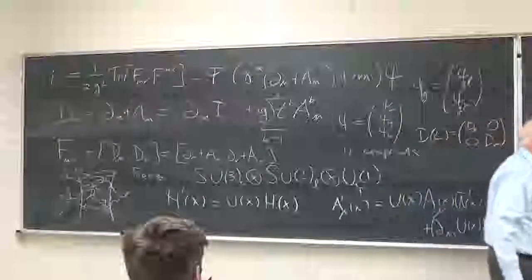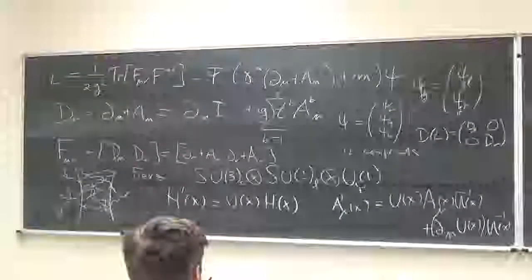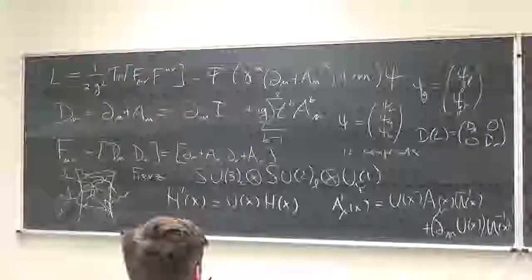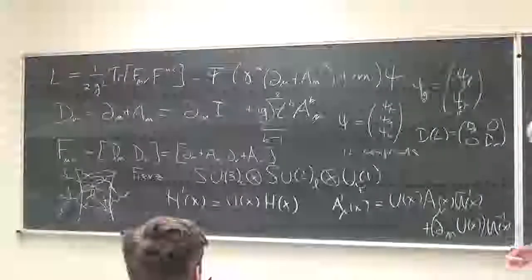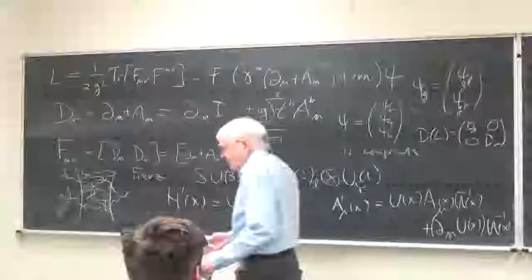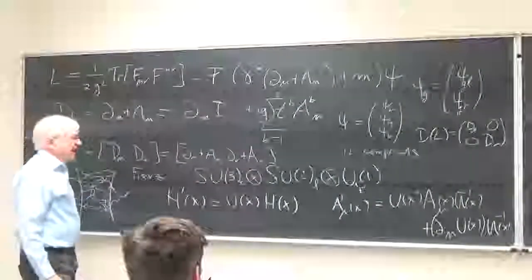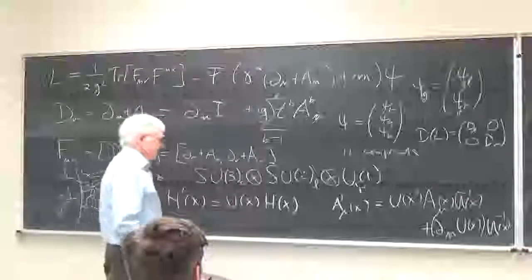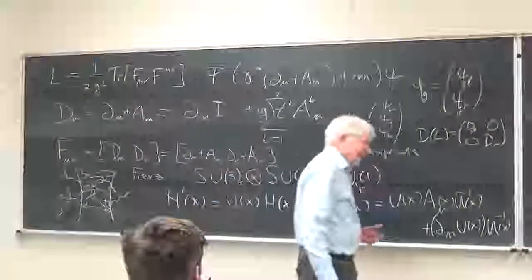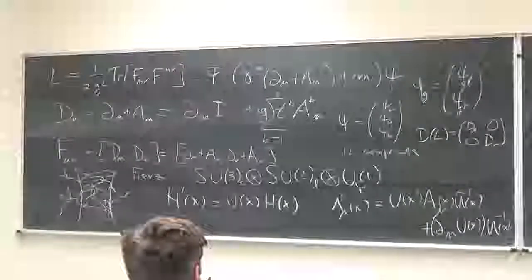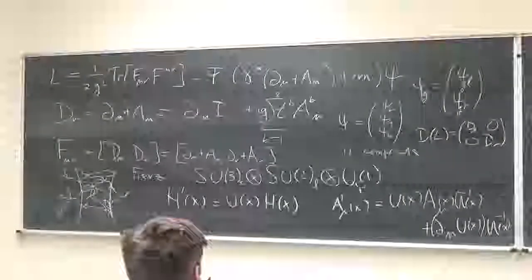So many people think of the left-handed fermions as different, independent fields from the right-handed fermions. And that way they think of the fact that SU(2) acts only on the left-handed components as being more reasonable.